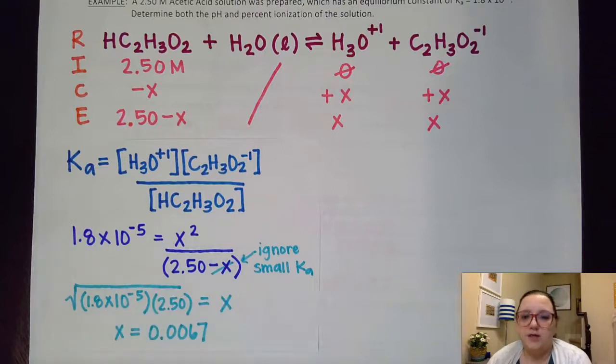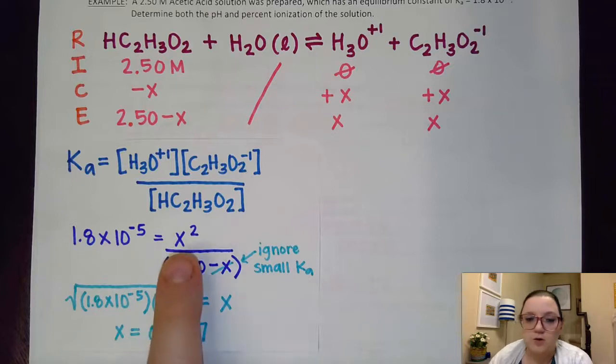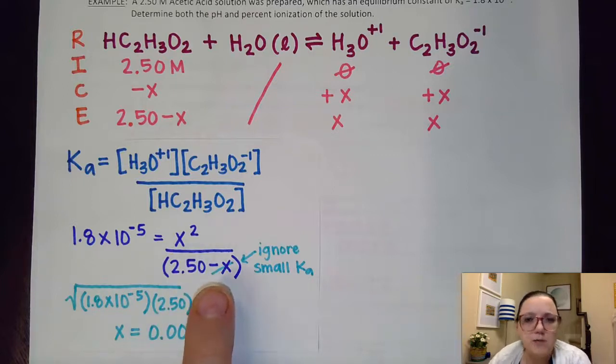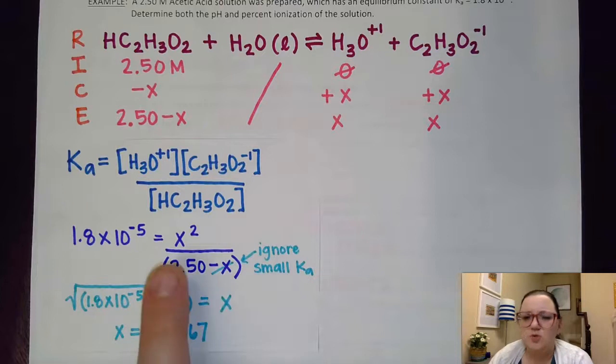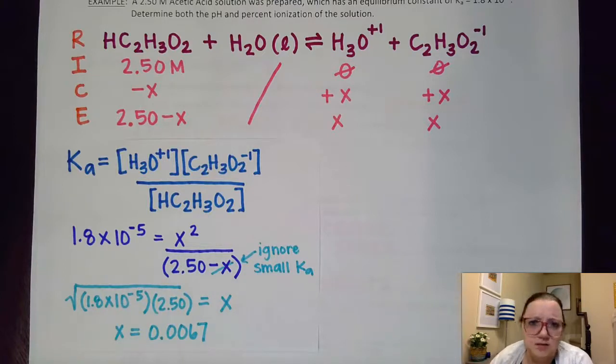And upon first glance, it looks like, ooh, that would be kind of tricky to solve algebra-wise. I have x squared on top, but I have minus x on the bottom. And so I would have two different exponents for x. I can't just square root both sides to solve it. That looks like it would be kind of tricky. Well, I'm going to give you a secret here. Almost all of your Ka or Kb values are going to be incredibly small.